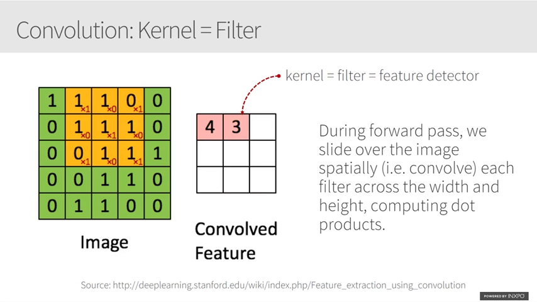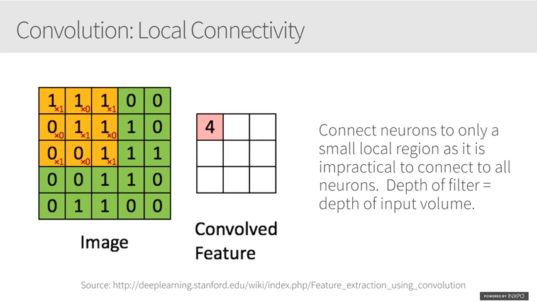Often you're going to hear terminology like the kernel, the filter, or the feature detector. They're basically all the same in this context, so this is an important call out. Again, there's that concept of local connectivity. You would connect a neuron to only a small local region, as it is impractical to connect to all the neurons.